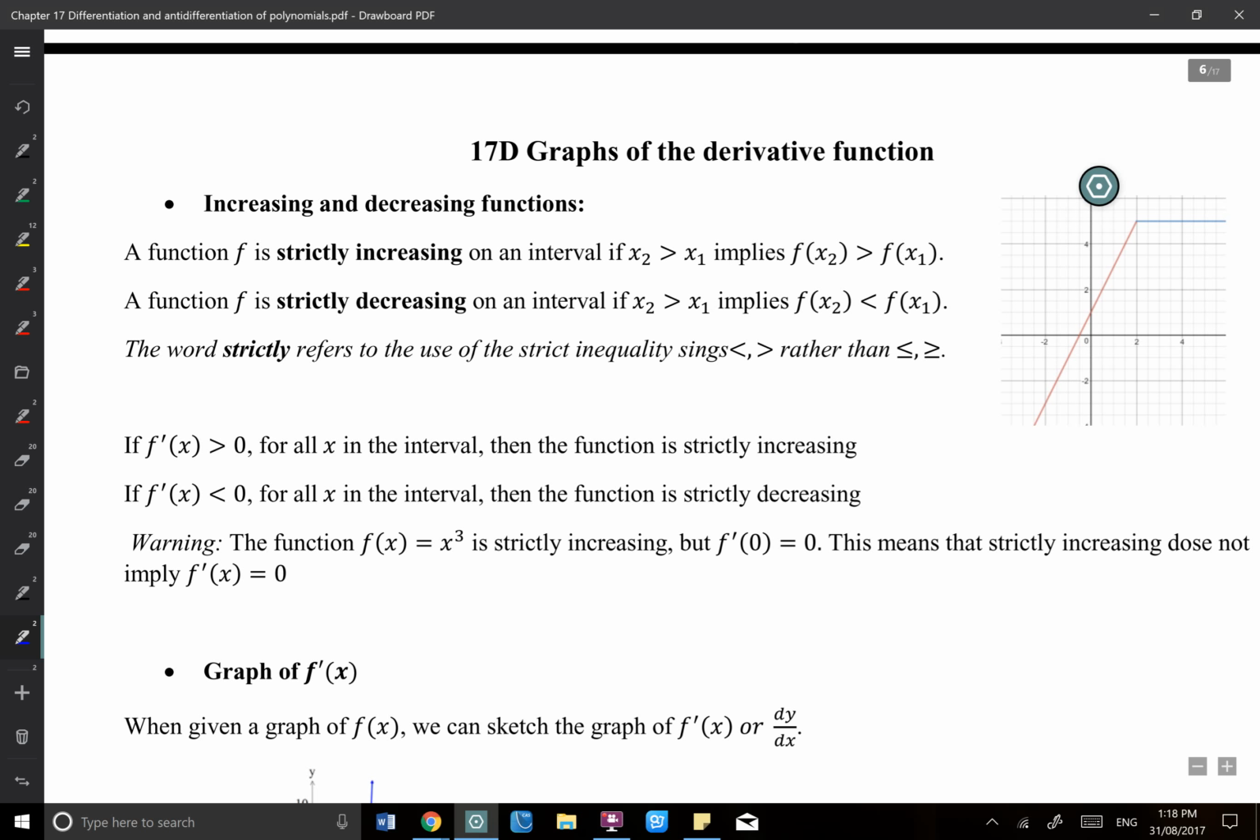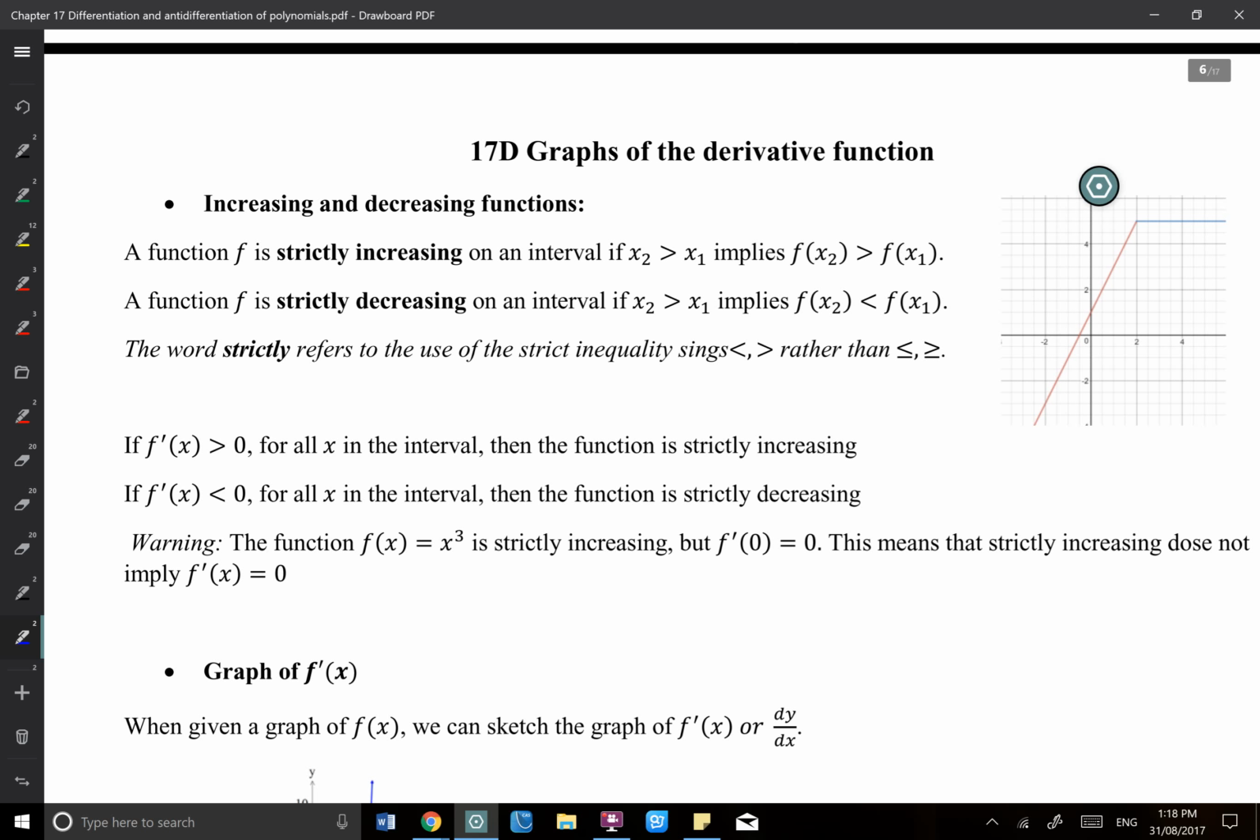So what we talk about today is the graphs of the derivative function. Okay, derivative function. So you have the original graph and you talk about what the gradient might look like.